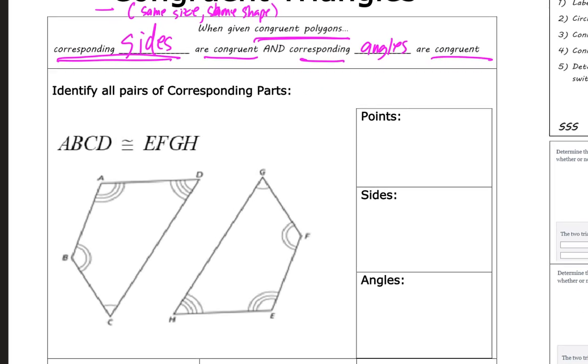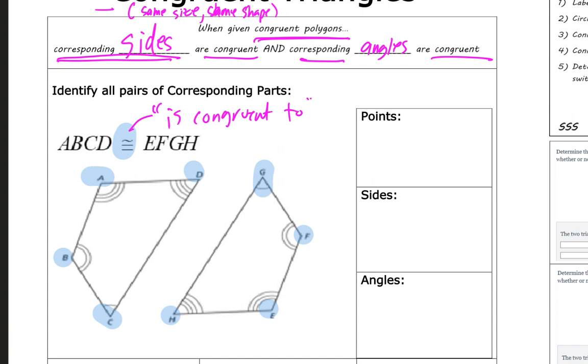So imagine that I see these two polygons right over here. And this says ABCD is congruent to EFGH, right? So if we look right over here, we have A, B, C, D, and this one is EFGH. And this symbol right over here, we know that means is congruent to.